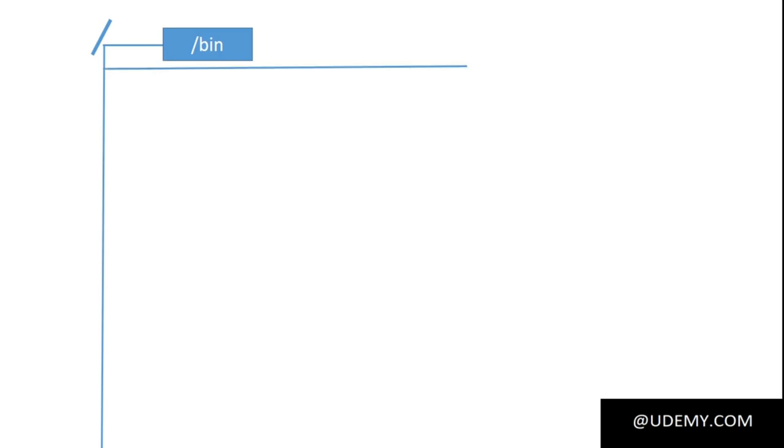Then there is the slash boot folder. As the name suggests, this folder is needed to boot your system. This folder contains the Linux kernel, initial RAM disk image, and grub. Grub is a bootloader in Linux.